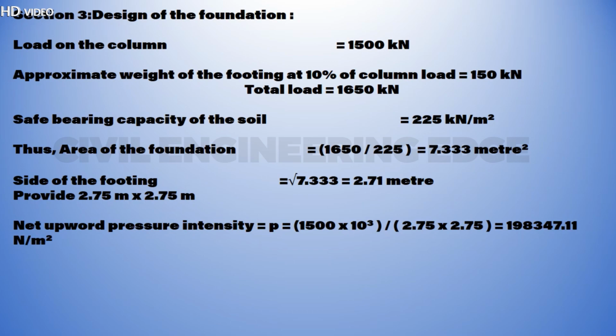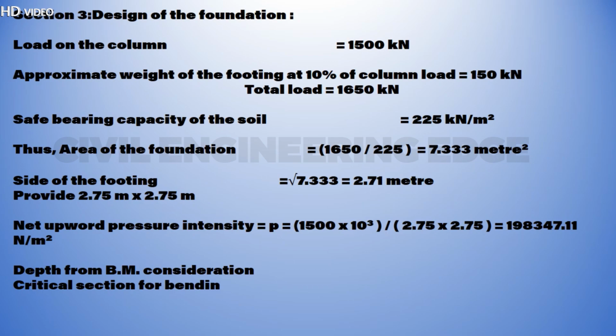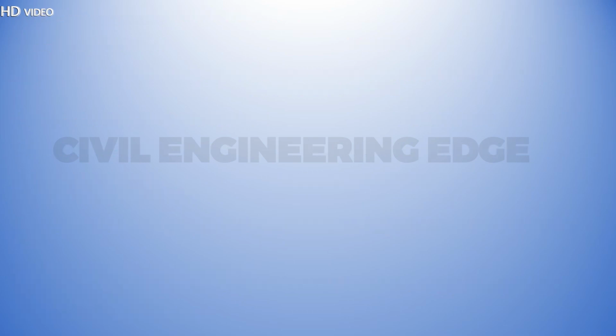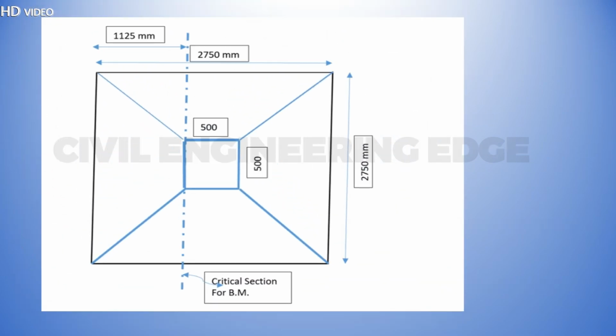Providing 12 millimeter diameter bars at a clear cover of 60 millimeter, effective cover to the upper layer of bars = 60 + 12 + 6 = 78 millimeter. Overall depth required = 613 + 78 = 691 millimeter. The depth may be increased by 30% to limit the shear stresses. Provide an overall depth of 900 millimeter. Actual effective depth, d = 900 − 78 = 822 millimeter.